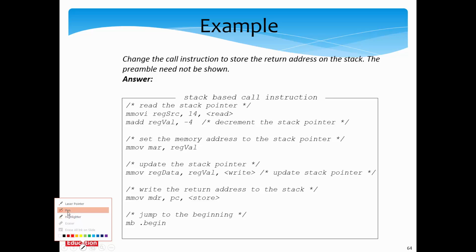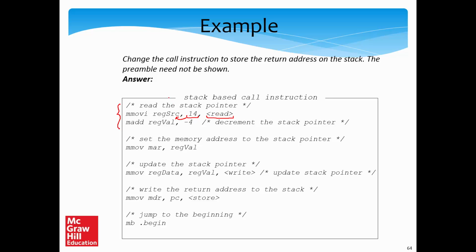So a stack-based call instruction is like this. The first thing that we need to do is read the value of the current stack pointer. Then we need to decrement the stack pointer and store the return address there, and we need to return. So let's read the stack pointer first. We move the ID of the stack pointer register, register 14, into the micro register reg source, and simultaneously we issue a read command. So we are basically reading the value of the stack pointer from the SP register.